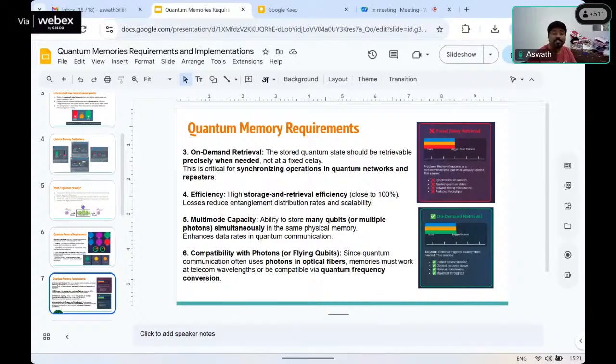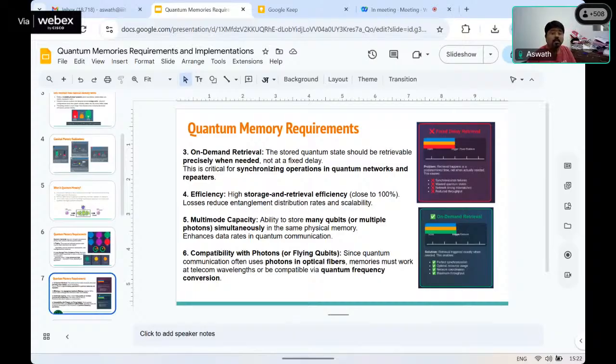Okay, and the efficiency of the quantum memory: it should be able to store and retrieve with 100% efficiency, or close to 100% at least. Any losses would reduce the entanglement distribution rates and the scalability of connecting the system to a larger entity. That also gets affected if there is any loss in the efficiency of storing the information.